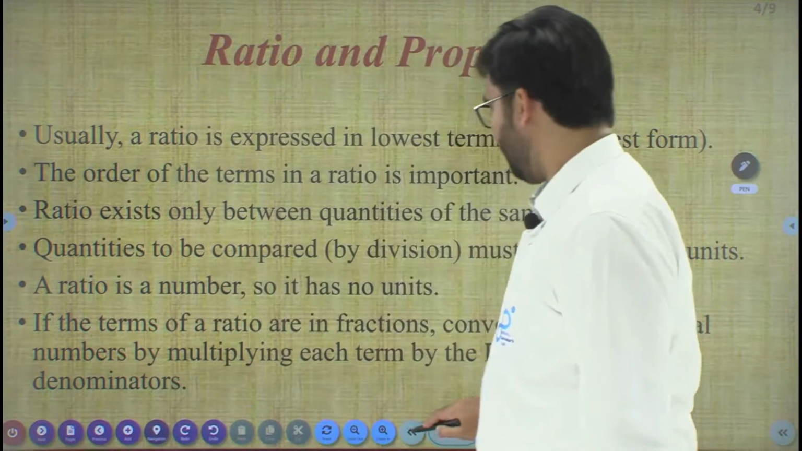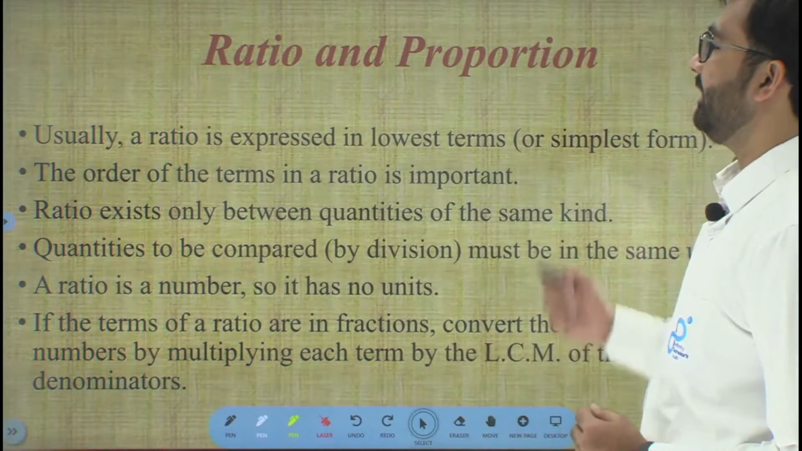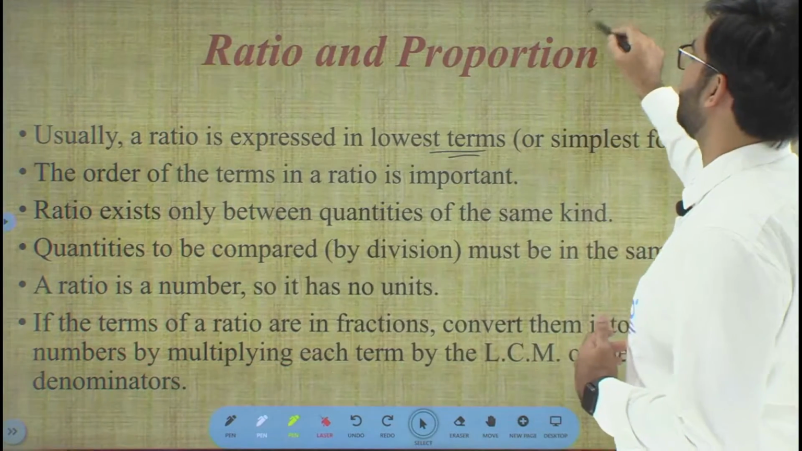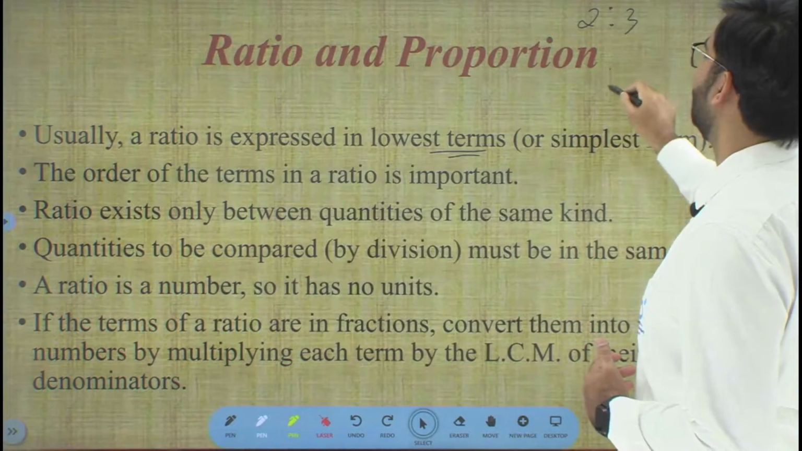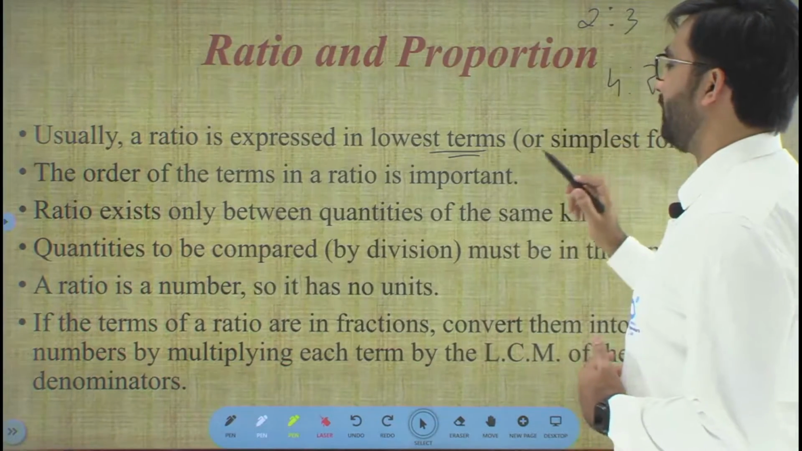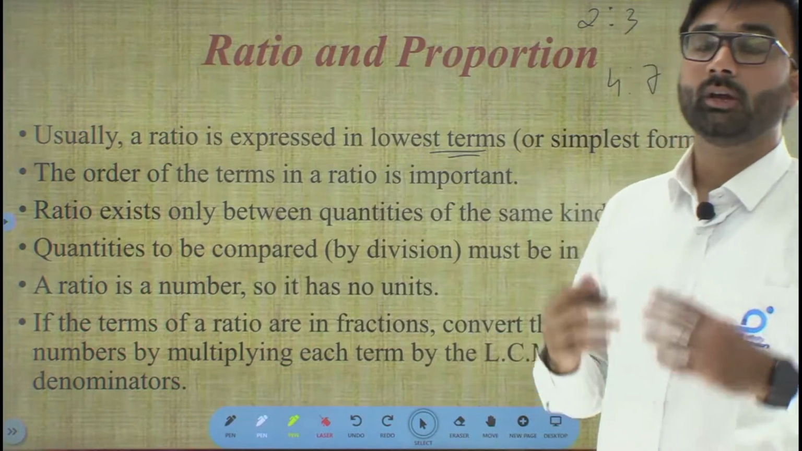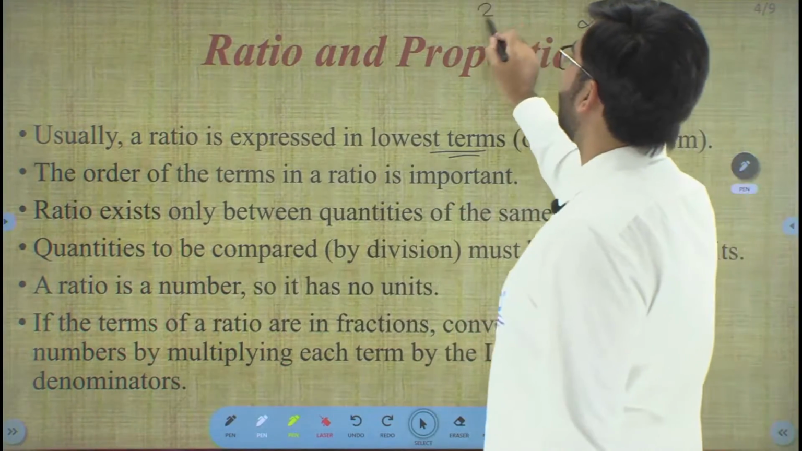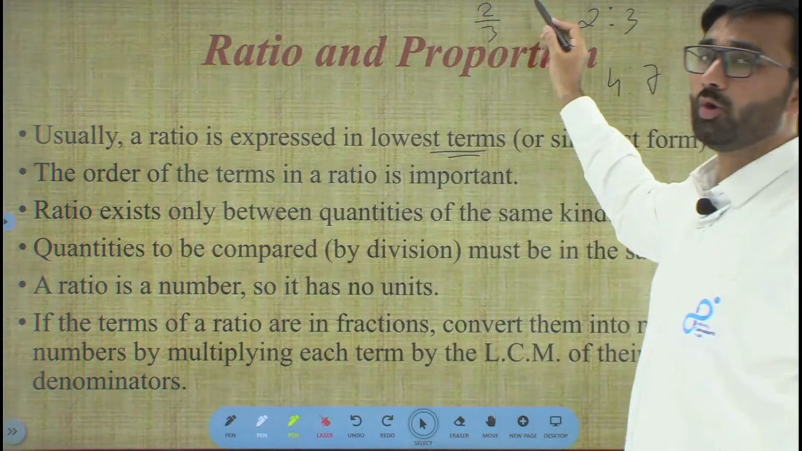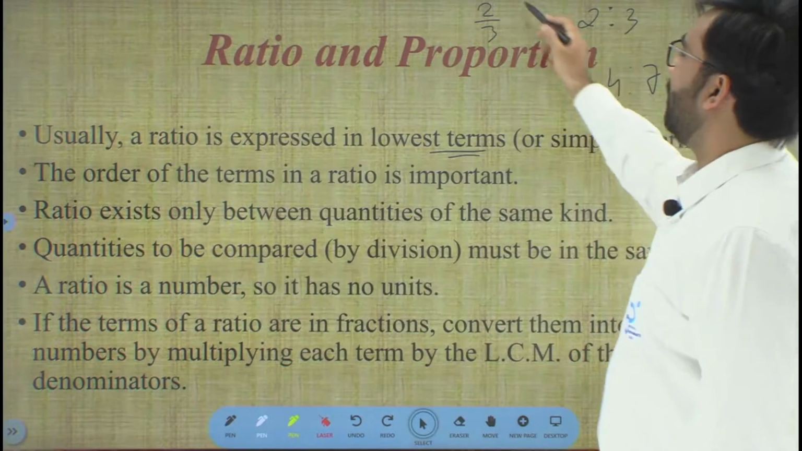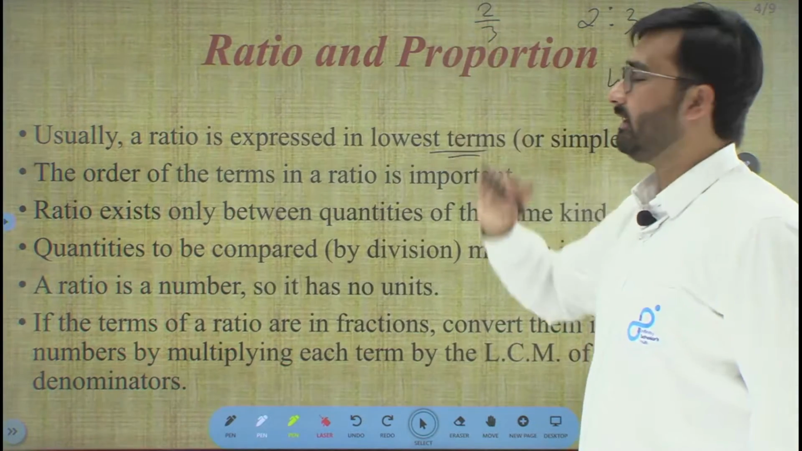Okay, now what do we see over here? Usually a ratio is expressed in lowest terms, right? You might have seen ratios like 2:3, then 4:7. All these are in simplest form, or you can say lowest terms. Lowest terms means 2:3 can be written as 2 upon 3, so there is no common factor in 2 upon 3 except 1. So we call this the lowest form or the simplest form.